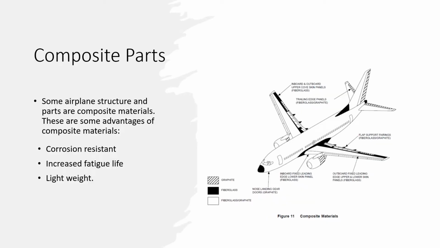The main structural components of the aircraft are traditional aluminium alloy, aluminium alloy skin riveted to aluminium ribs and frames and stringers, etc. But where possible, we do use composite parts where there's no particular stress involved and for aerodynamic fairing purposes. The main advantages of using composite materials is that they're corrosion resistant, they have increased fatigue life, and they're very lightweight in construction. And they're also pretty strong as well.